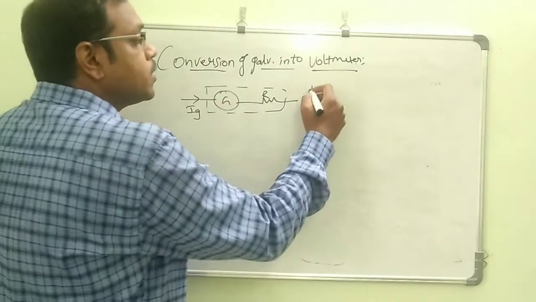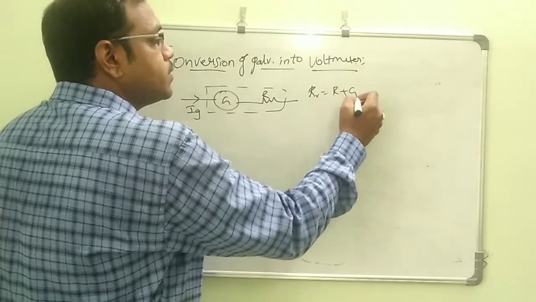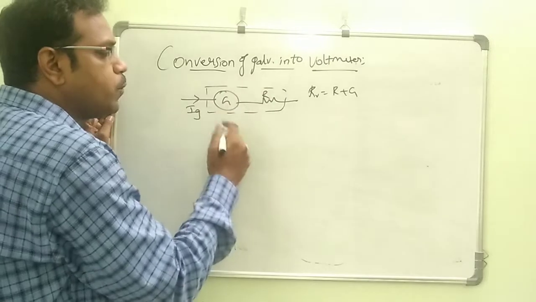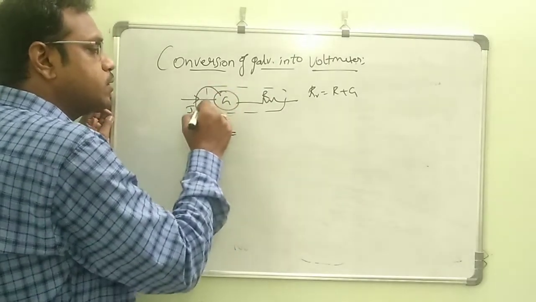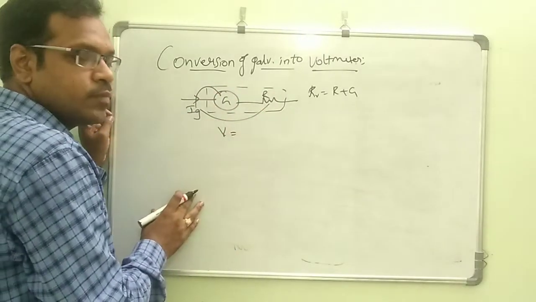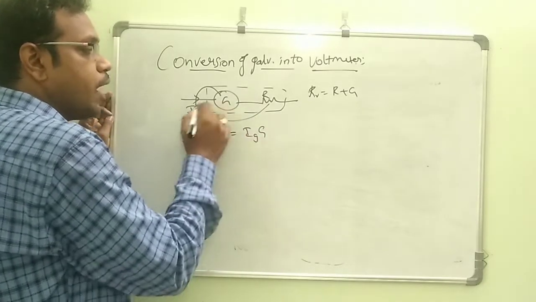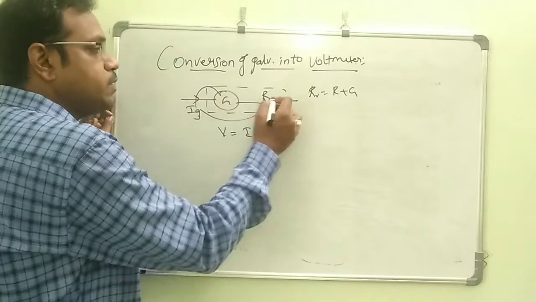So what is the total resistance for this one? We need to take R plus G. And the total potential is given by the drop across this, that is IgG plus IgR.